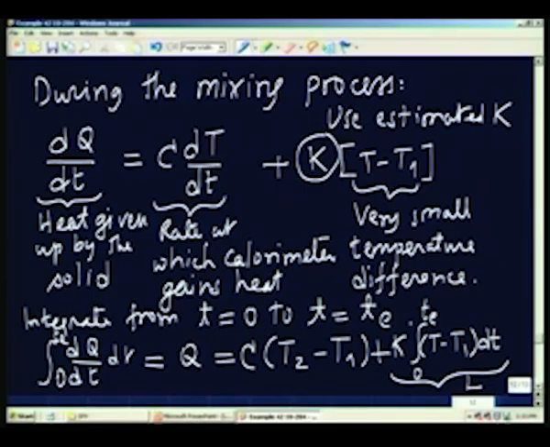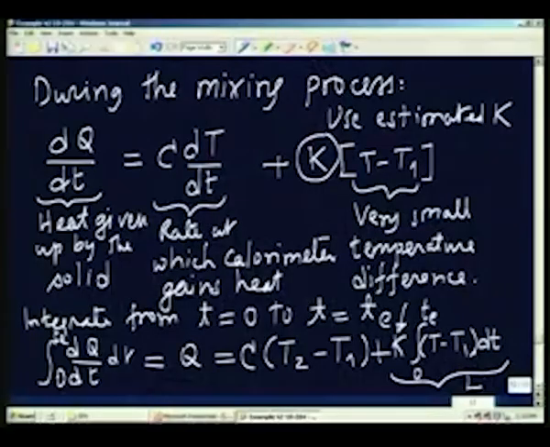That means I am going to use the estimated value of K here. This integral I have already indicated how to obtain from the rate of the initial mixing process. The temperature-time data is there; find out the area under that curve, which in this case, because it is almost a linear increase in temperature, is nothing but half the base times the altitude. So, I can obtain this integral easily.